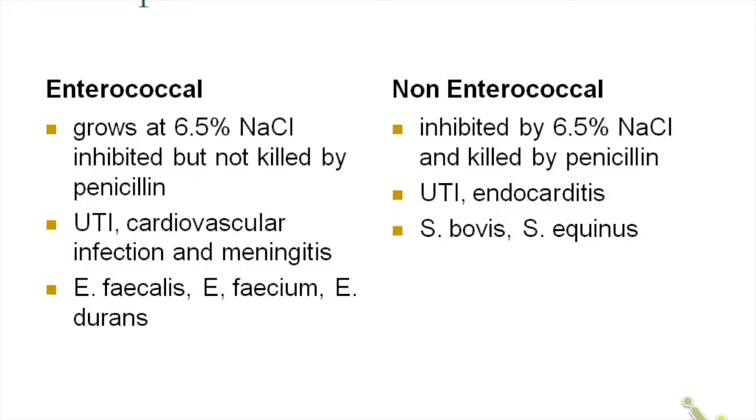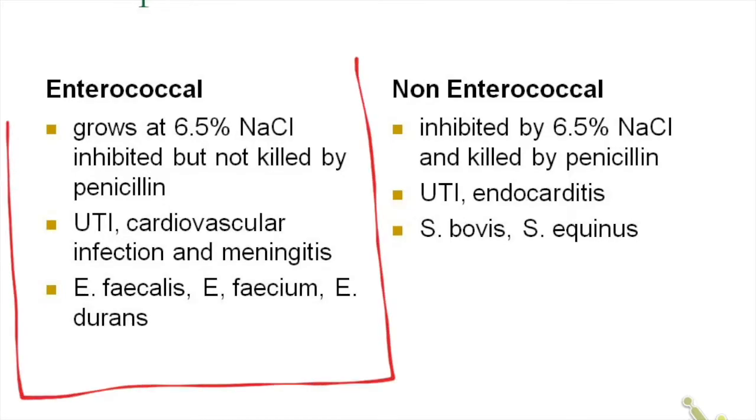The enterococcal group can cause UTI, cardiovascular infection, and meningitis. Examples are faecalis, faecium, and durans. While non-enterococcal examples would be Streptococcus bovis and equinus. These can cause UTI and endocarditis. So remember, penicillin and salt to differentiate group D into enterococcal and non-enterococcal.